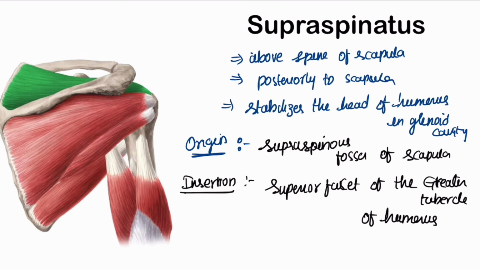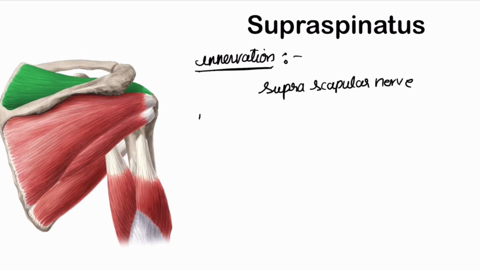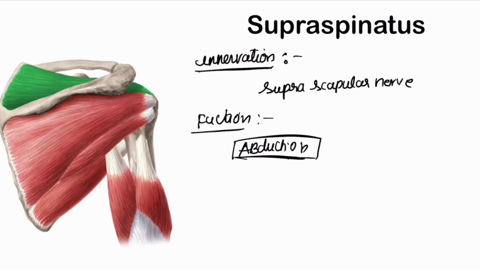Now let us look at the function and innervation. Innervation. It is innervated by the suprascapular nerve. Function. It helps in abduction. Though it is a rotator cuff muscle, it performs abduction instead of rotation. And that's all about the supraspinatus muscle.